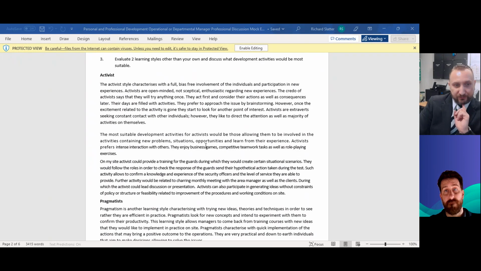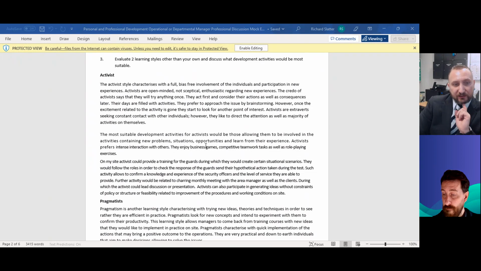Activists are extroverts, seeking constant contact with other individuals. However, they like to direct the attention as well as the majority of activities on themselves. The most suitable development activities for activists would be those allowing them to be involved in activities containing new problems, solutions, opportunities, and learn from their experience. Activists prefer intense interaction with others. They enjoy business games, competitive teamwork tasks, as well as role-playing exercises.